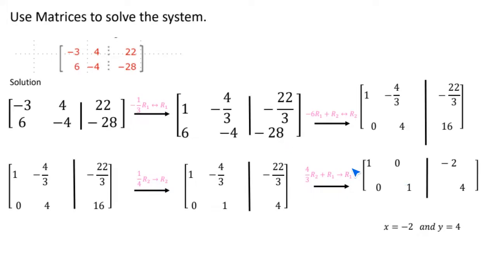Now I do want to say that you always want to work with this 1 first and then make everything below it a 0, and then make the next one a 1 and then make everything a 0. Okay. All right. So let's go to the next one.